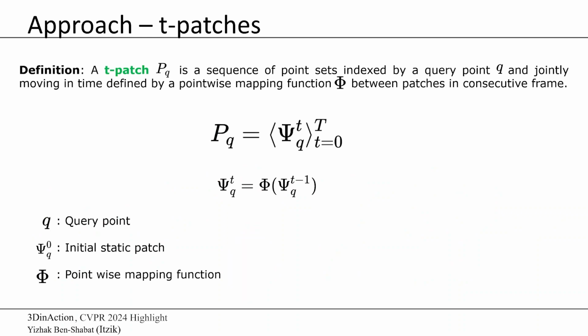First, let's give a formal and general definition for T-patches. A T-patch, PQ, is a sequence of point sets indexed by a query point Q. The T-patch points jointly move in time. The movement is defined by a point-wise mapping function phi that maps the points between patches in consecutive frames. There are quite a few interesting challenges here, in particular the mapping function, but we show that using a naive k-nearest neighbors search between consecutive frames can yield state-of-the-art results.